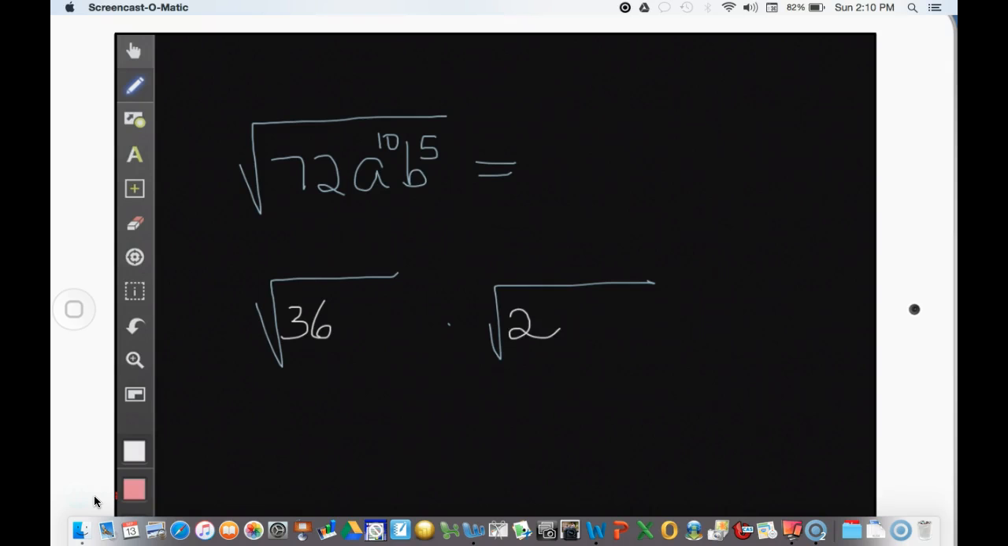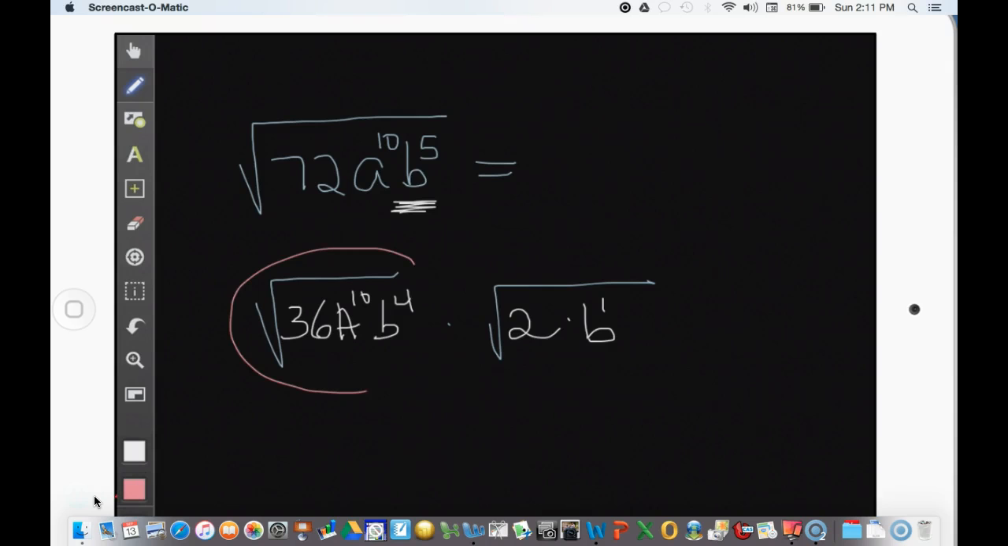Now, a to the 10th is a perfect square. Oh, I switched that to a capital A. I didn't mean to do that. Think of that as a little a. It's a perfect square because a to the 5th times a to the 5th is a to the 10th. Now, b to the 5th is not a perfect square because b squared times b squared is b to the 4th, and b cubed times b cubed is b to the 6th. So I'm going to think of it as b to the 4th times b to the 1st, because the square root of b to the 4th is b squared.